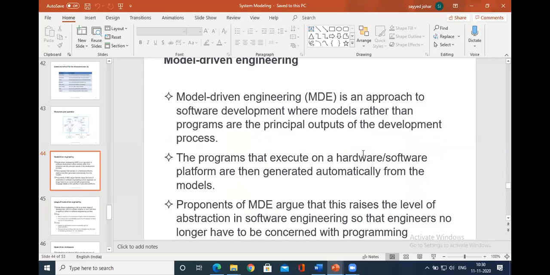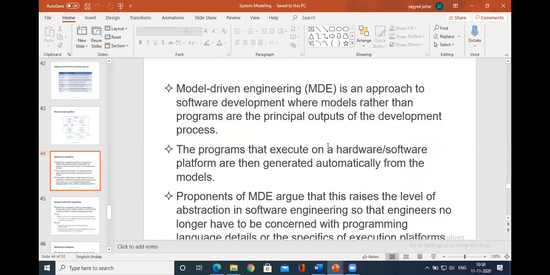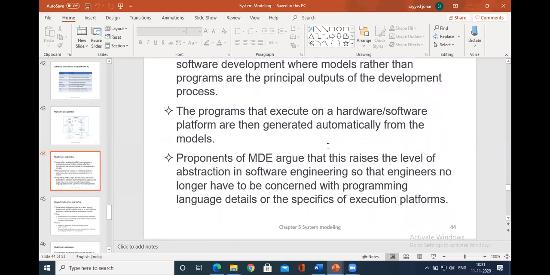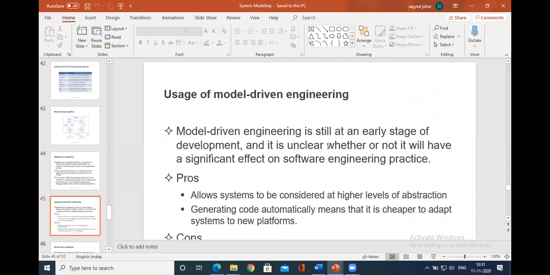So rather than the program, the models are the principal output of the development process. So let me go with the major concept here. What does model driven engineering consist of?